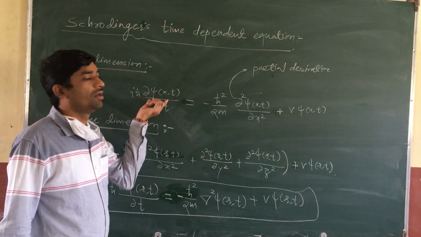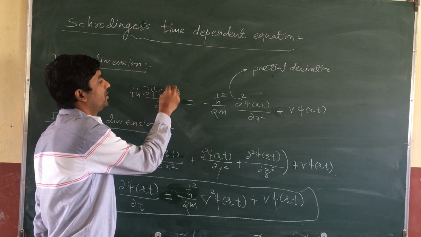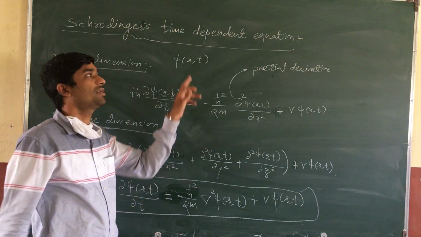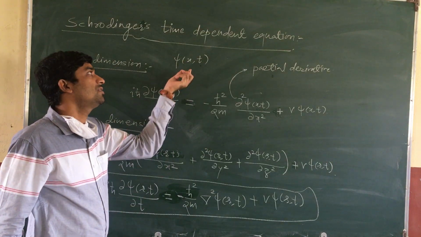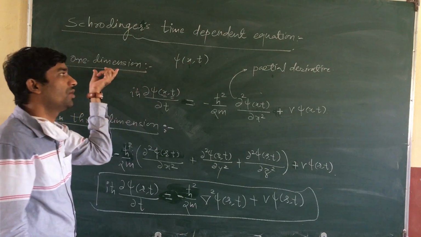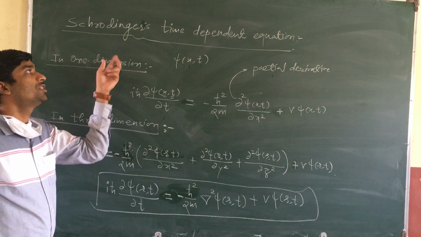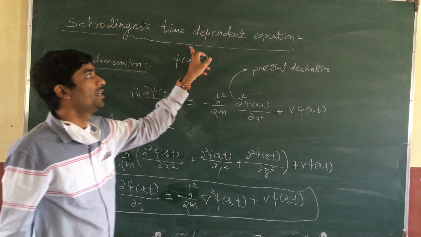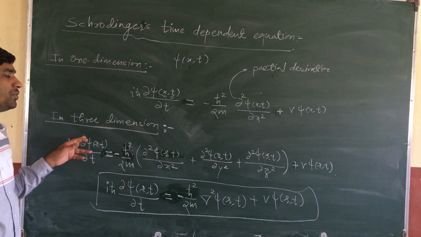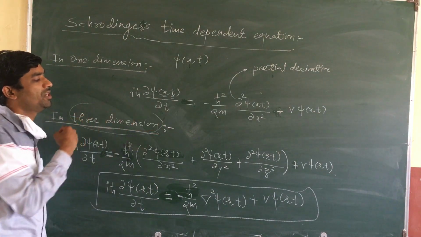So here your equation is in terms of x and t. Here the wave function psi is a function of position x and time, so its motion is along one direction, that is x. That's why it is known as one dimensional. So this is your one-dimensional Schrödinger's time dependent equation.